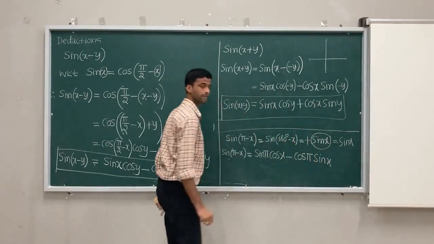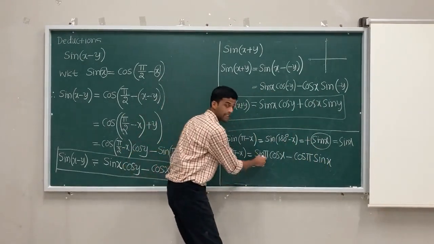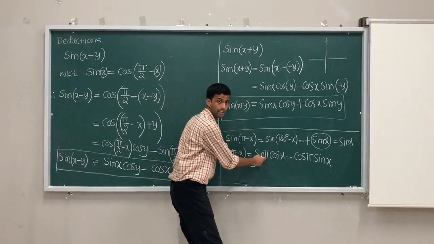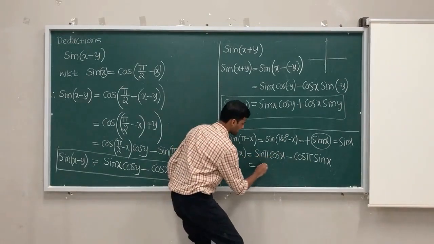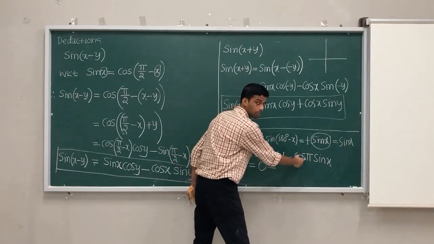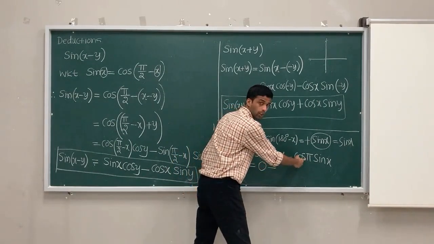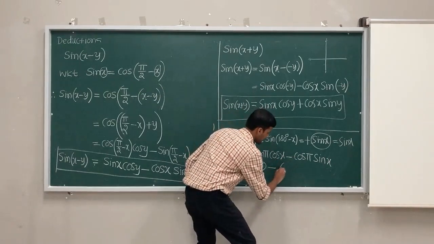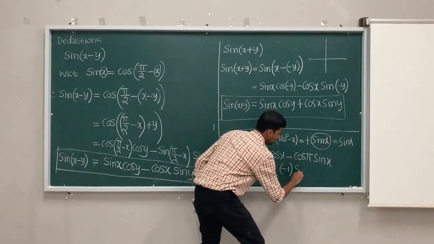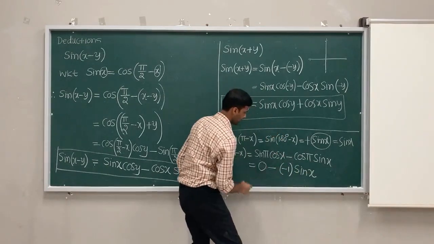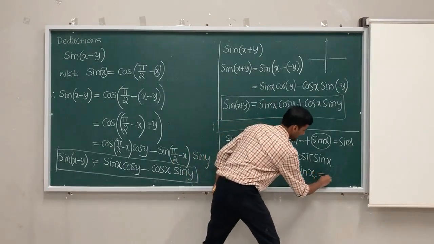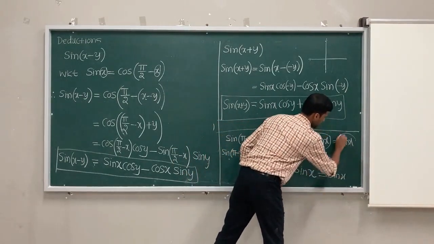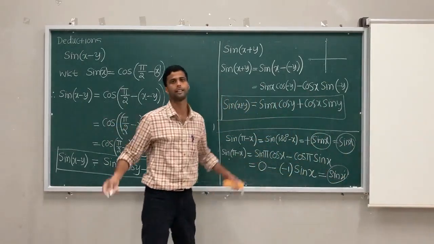Okay. We all know that sin pi is 0. Sin of any multiple of pi is 0. I told you in my previous video. 0 into cos x is 0, minus cos pi. I told you cos of even multiple of pi is plus 1. Cos of odd multiple of pi is minus 1. Pi is an odd multiple, so it is minus. So minus minus becomes, it is minus 1 into sin x. Now minus minus becomes plus. It is plus sin x. See, both answers verified.